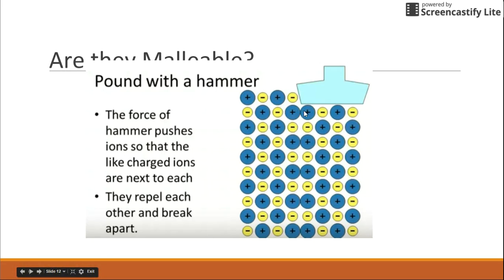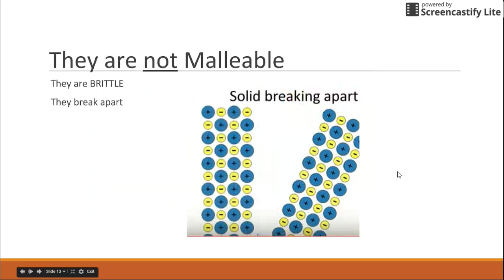And because like charges are lined up with one another, they repel. Like charges repel. And they are brittle because they break apart. So these ionic compounds are not malleable. They are brittle. They will break apart when an applied force from a hammer is used. And the solid breaking apart is represented here in this illustration.